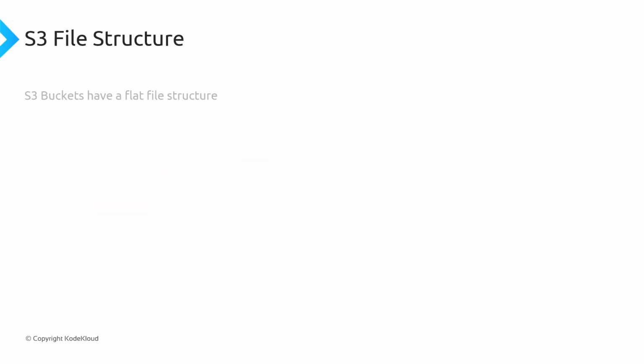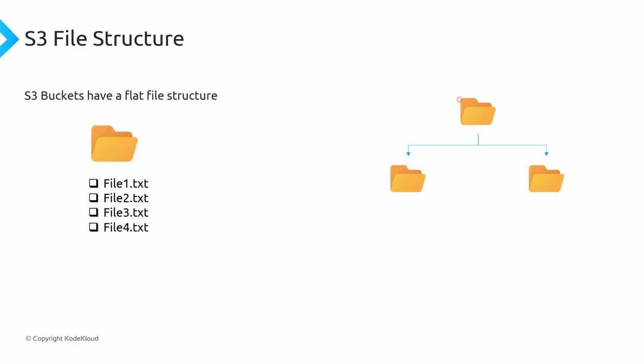Now, S3 buckets have a flat file structure. So think of it as you only have one single directory and all of your files are in that folder. You can't have nested directories like that. That's not an option. It's just one folder. All the files get uploaded in there. And so when you upload files, you're just going to see a whole bunch of files in a single flat structure.